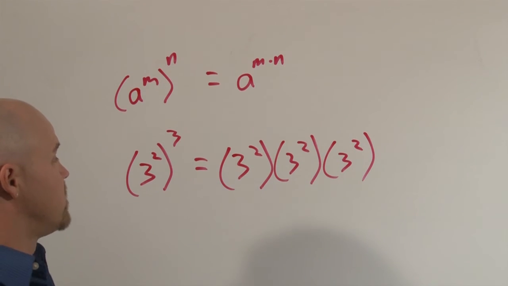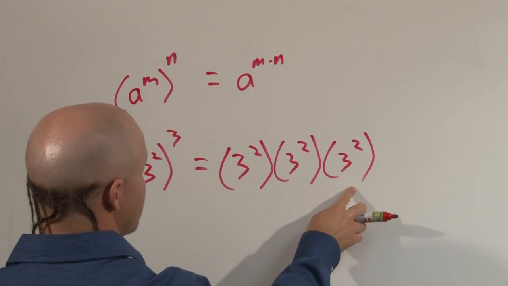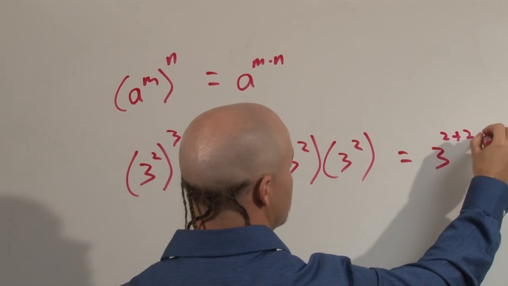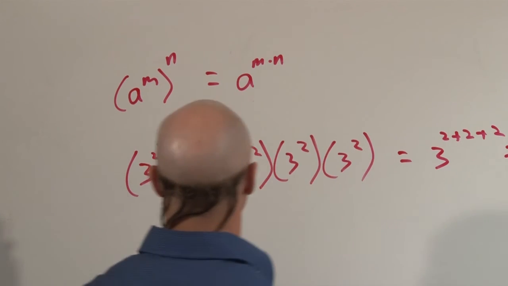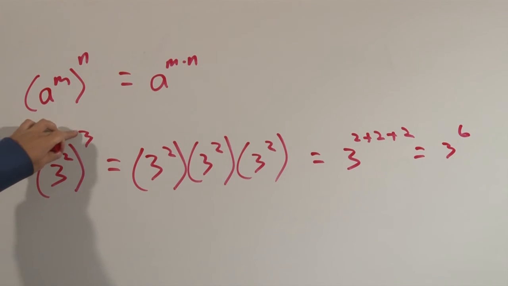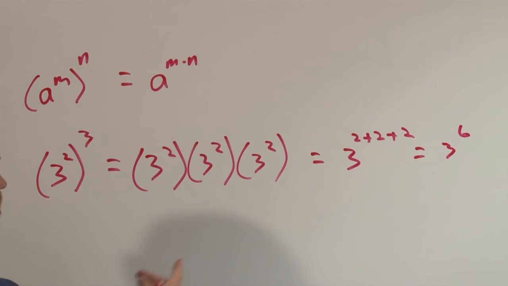Now if we were to multiply these things out using the first rule we learned about, our product rule for exponents, we would have to take these exponents and add them. So this could be looked at as being 3 to the 2 plus 2 plus 2, which would be 3 to the 6th. If we were to take our rule here and say we have 3 squared raised to the third, using our rule, we would multiply the 3 times the 2. This would give us 3 to the 6th.